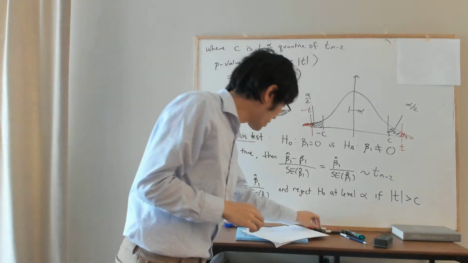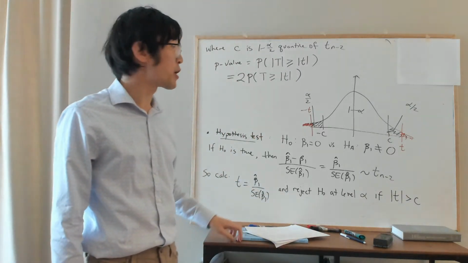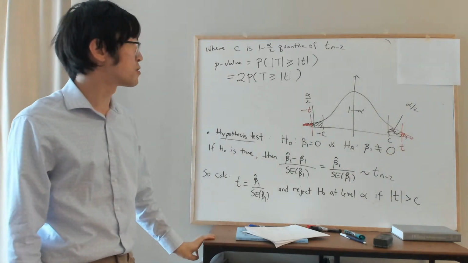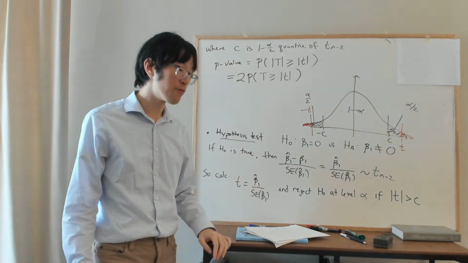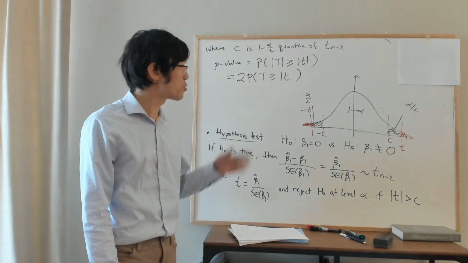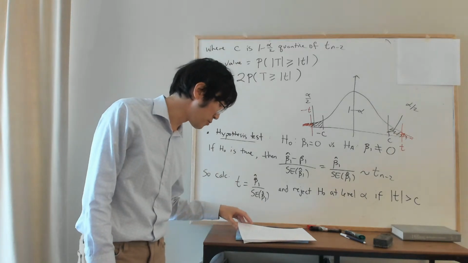Okay, so that gives you a basic recipe for carrying out confidence interval calculation and hypothesis testing after we have derived these distributional properties of beta 1 hat, the estimate of beta 1, as a random variable.